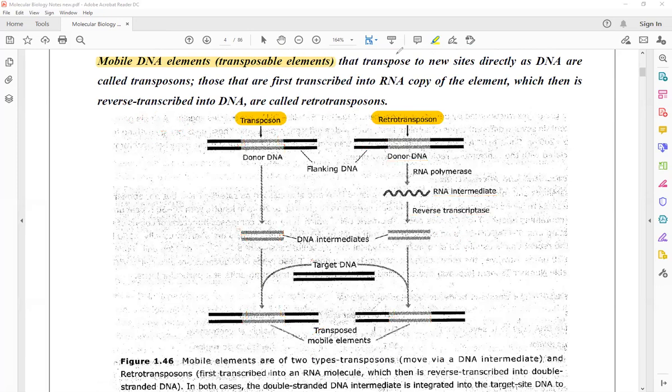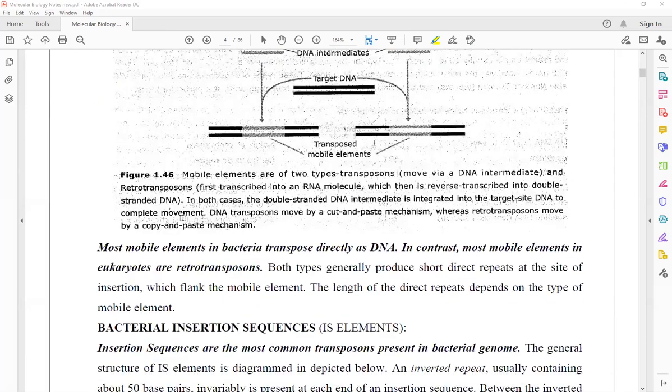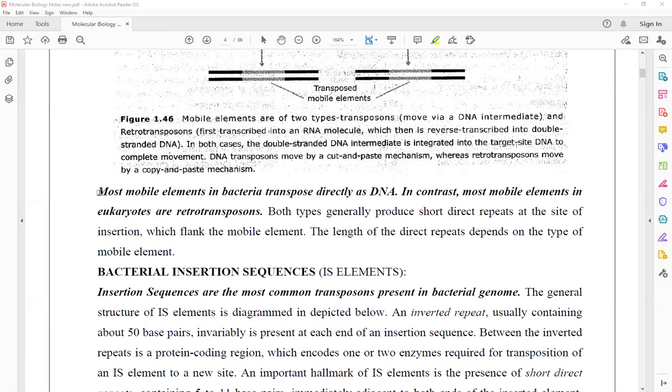Now, moving forward. Now, majority of the mobile elements in the case of bacteria transpose directly as DNA sequences. So majority of the sequences which are present in the bacteria are DNA sequences. In contrast, most mobile elements that are present in the eukaryotes are referred to as retrotransposons. जबकि जो यूकैरियोट्स के अंदर जो मोबाइल जेनेटिक एलिमेंट्स होते हैं, those are referred to as retrotransposons.